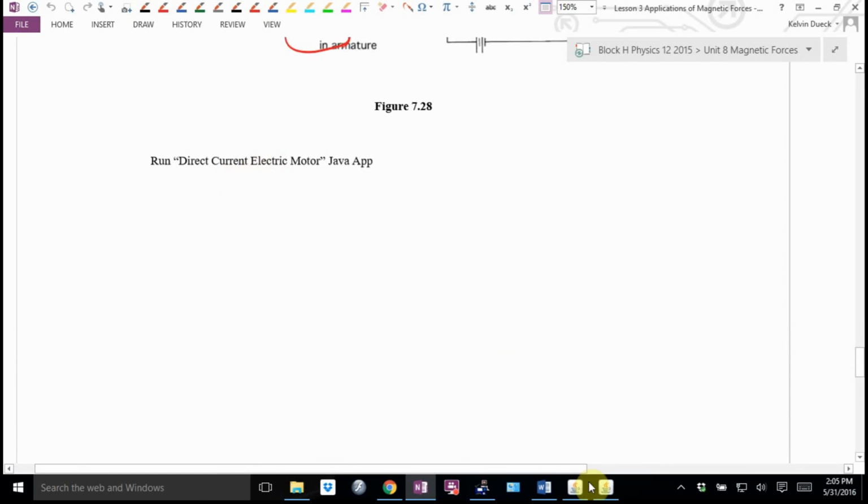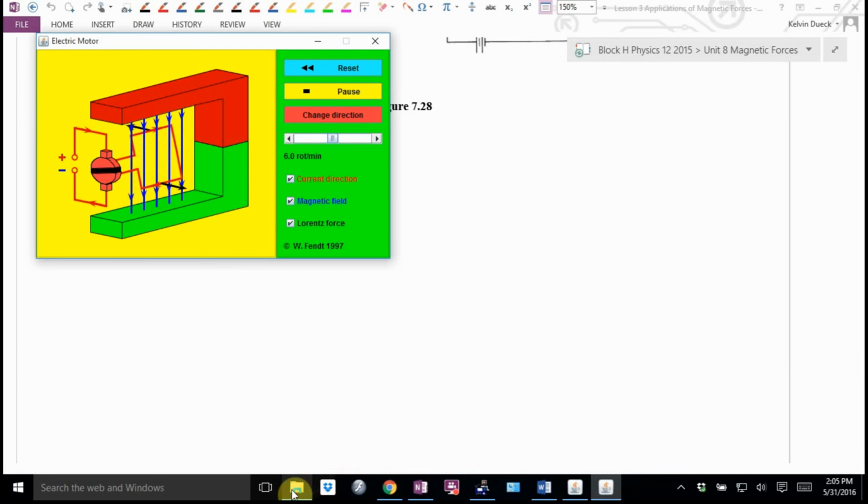Run direct current electric motor Java app. I think that is that one there. Yes, it is.